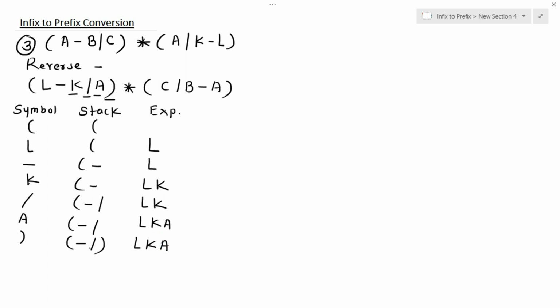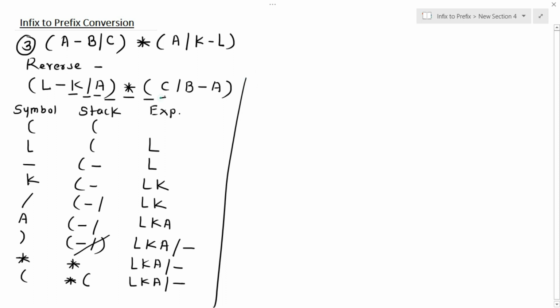Okay, so there are two operators inside the left parenthesis and right parenthesis, so this gets cancelled. The first operator, that means the top of the stack, is division, so it gets popped first and then the minus. Okay, the next one is multiplication. So multiplication goes into the stack, and here we have LKA division minus. The next symbol is left parenthesis. So in stack we have multiplication left parenthesis, and here we have LKA division minus.